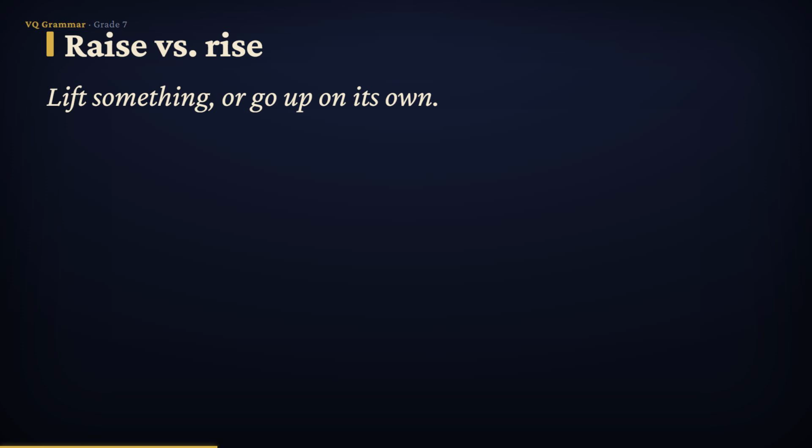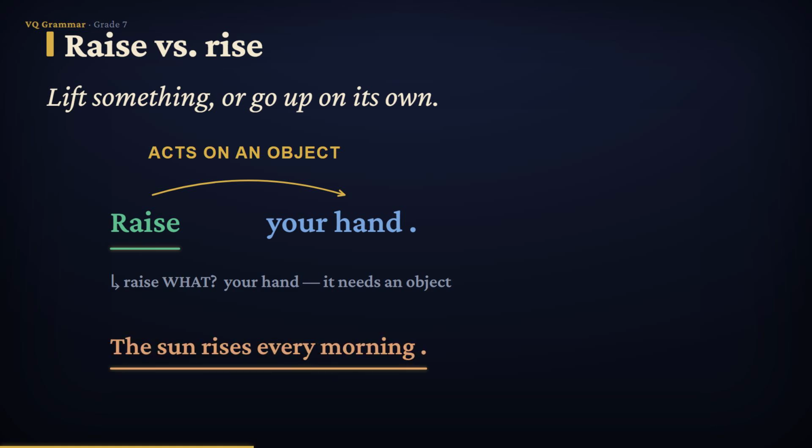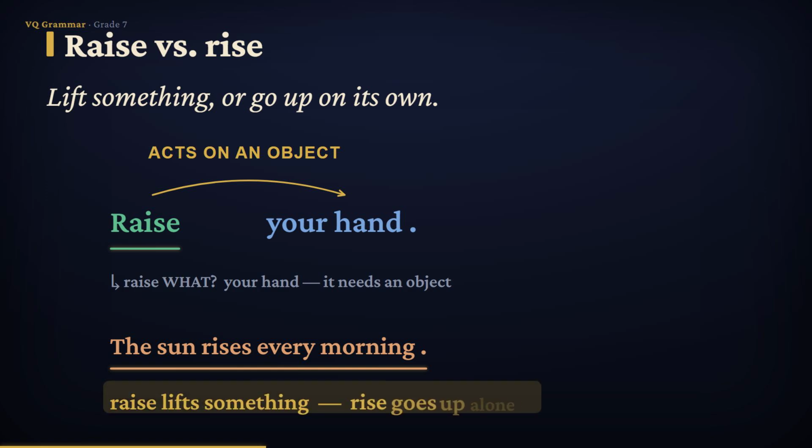Now a pair about lifting: raise and rise. Raise means to lift something up, and it always needs an object, a thing you lift. For example, raise your hand. Raise what? Your hand. There's the object receiving the action. But rise means to go up on its own, with no object at all. For example, the sun rises every morning. The sun goes up by itself. Nothing lifts it. So remember, raise lifts something else, while rise goes up all on its own.